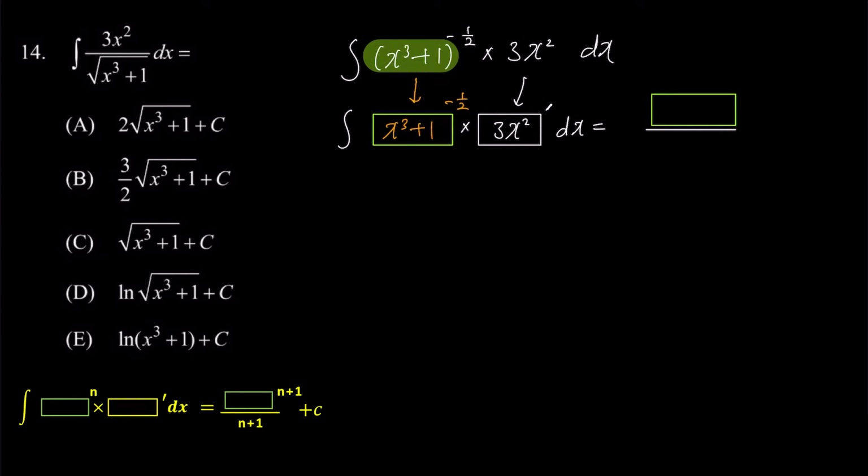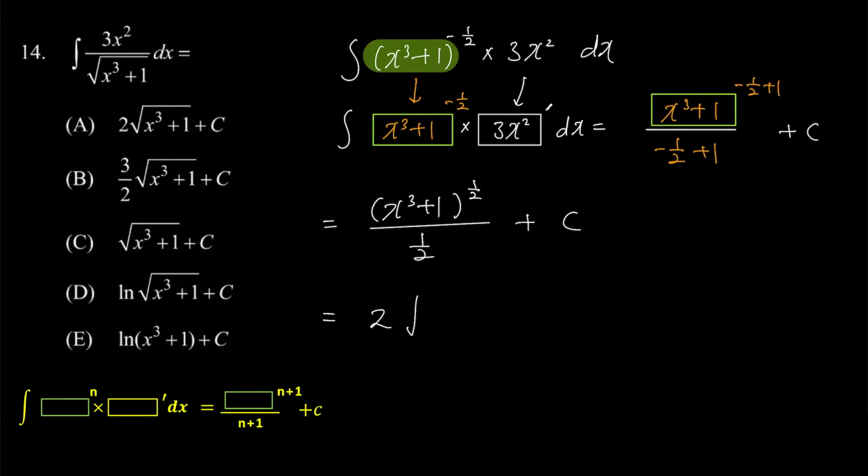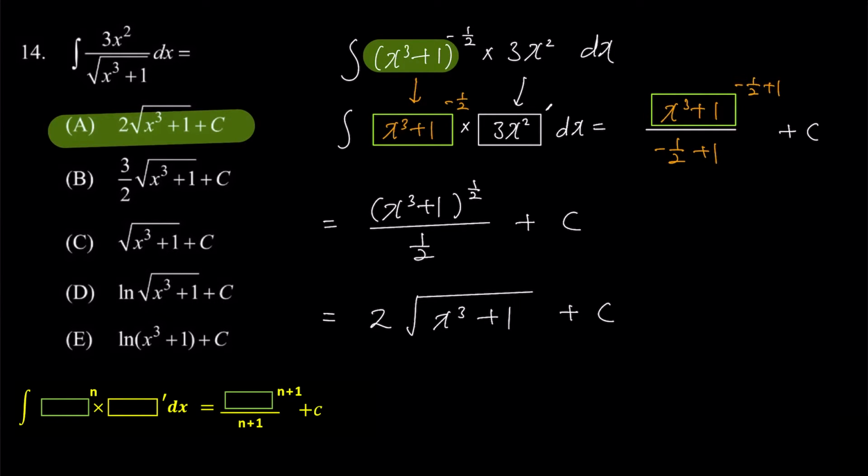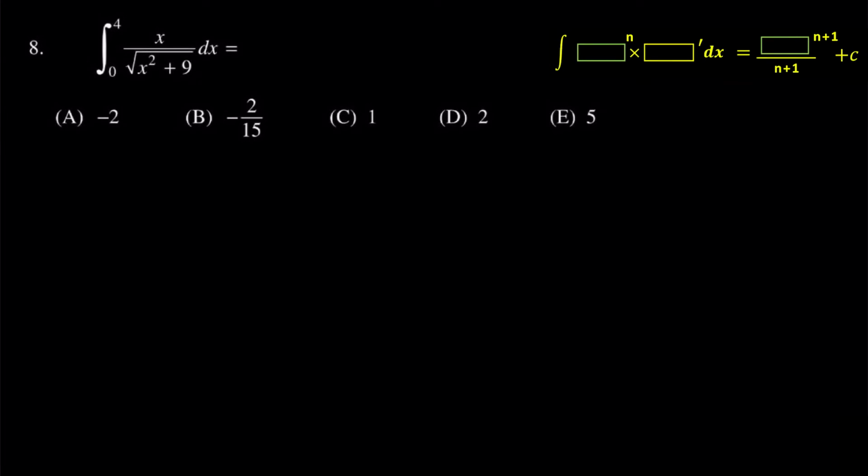As for the right-hand answer, x cubed plus 1 simply goes into the green box, and the exponent and denominator becomes negative half plus 1 with c added. The exponent and denominator becomes half when I calculate it, and the final answer is 2 square root x cubed plus 1 plus c, which looks like option A. With a little practice, you can even find the answer through mental calculation. This problem is similar to the one we solved earlier, isn't it?